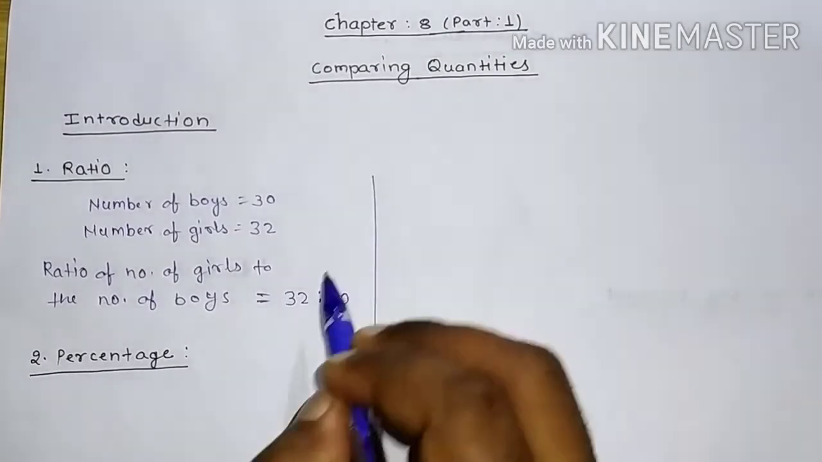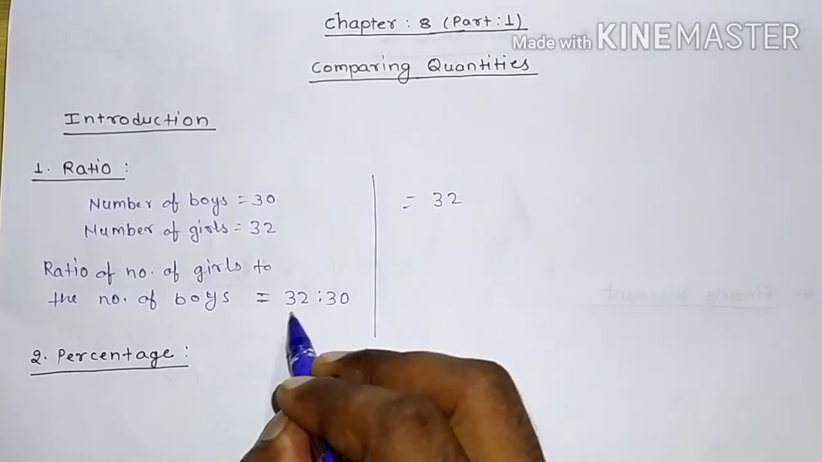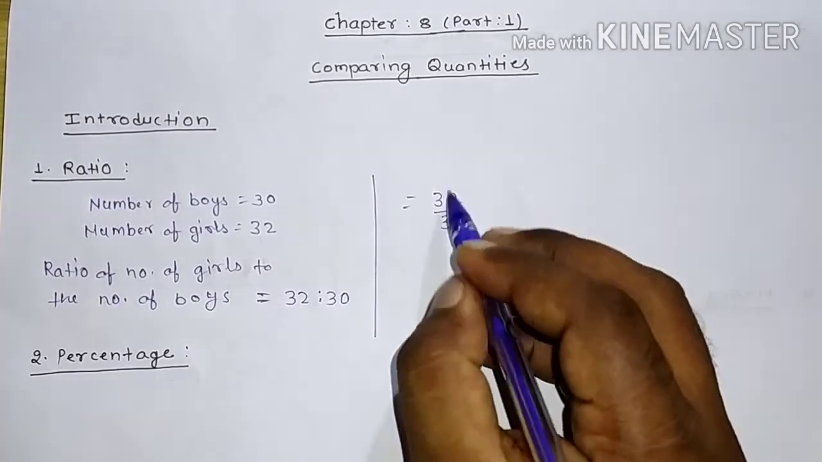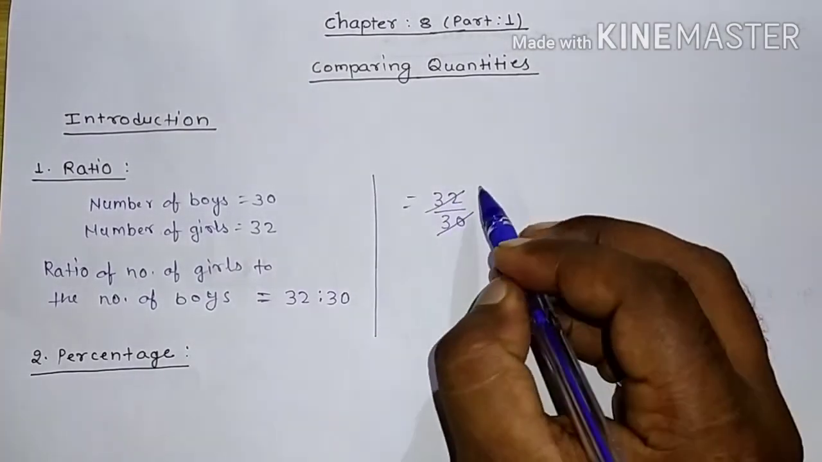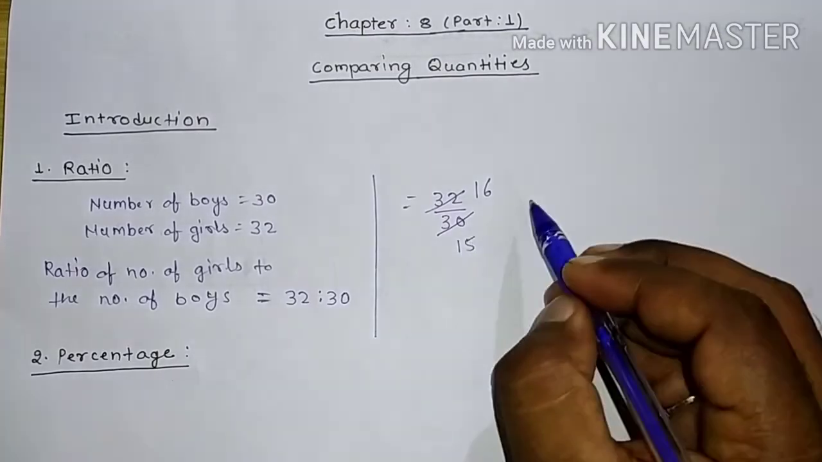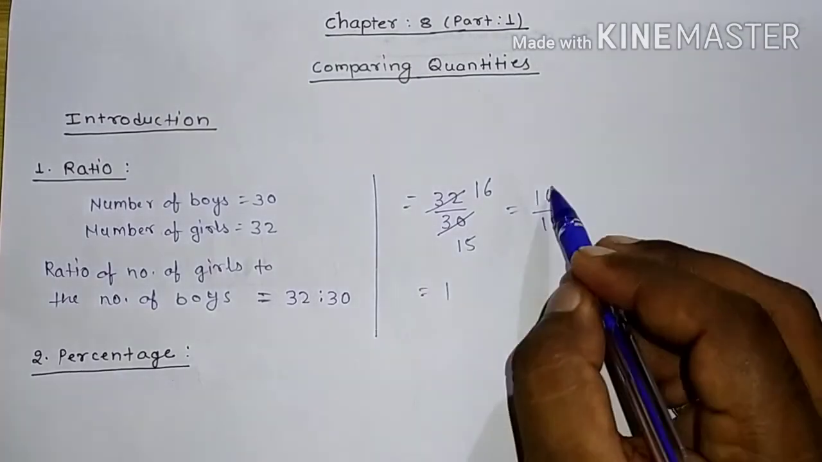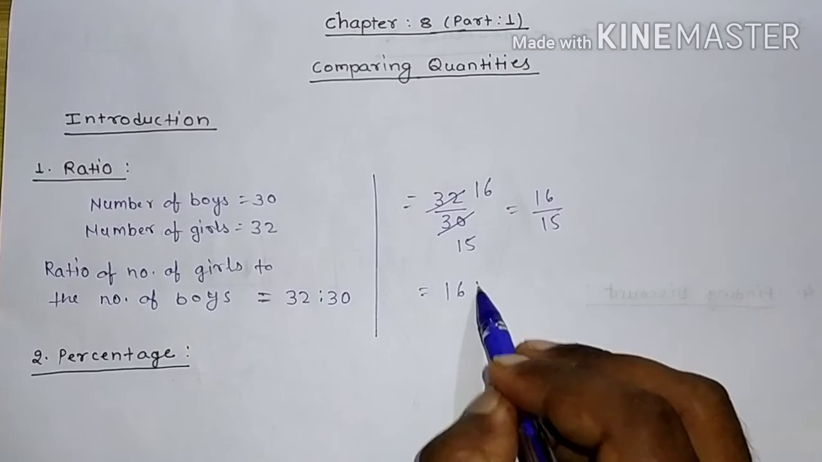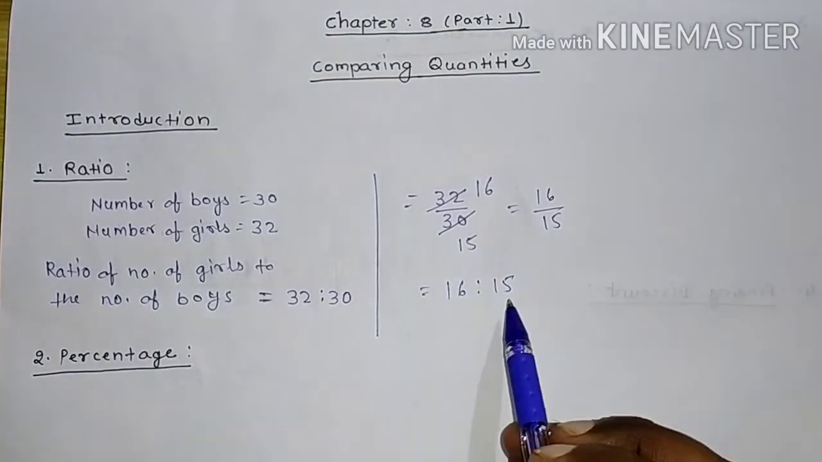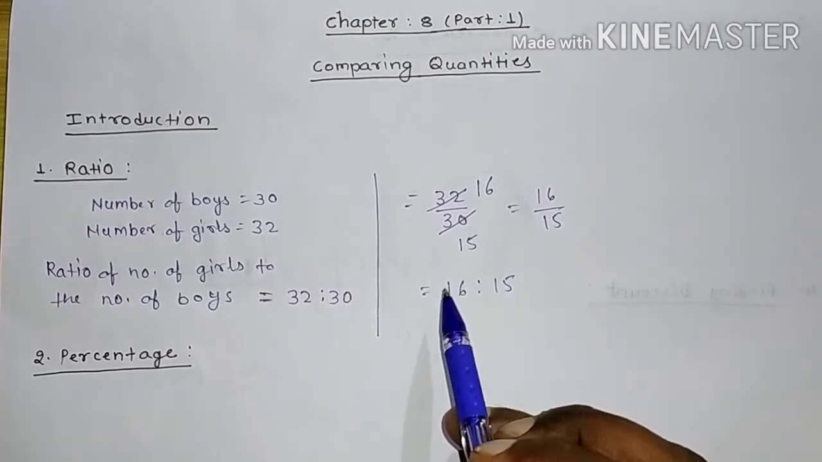Now if we simplify this, we can write 32 is to 30, so here we can write 32 divided by 30. Now it will cancel out, so 2 1 are 2, 2 6 are 12, 2 1 are 2, 2 5 are 10. Now 16 divided by 15, so we can write 16 is to 15. So the ratio of number of girls to the number of boys is 16 is to 15. Now this is the simple way to solve the questions of ratio.